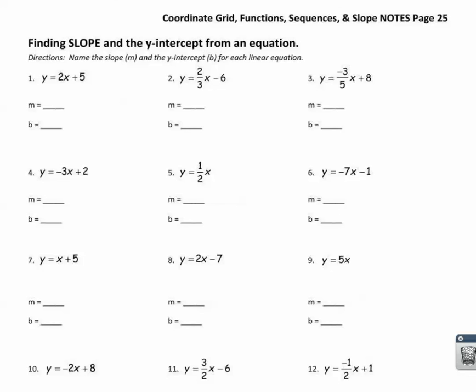Let's look at finding slope and y-intercept from an equation. Slope-intercept form is y equals mx plus b. The b stands for the y-intercept and the m stands for slope. Anytime you have an equation in this format, you can graph a line. So let's practice identifying what the slope is and the y-intercept.